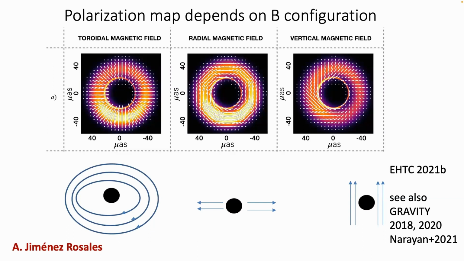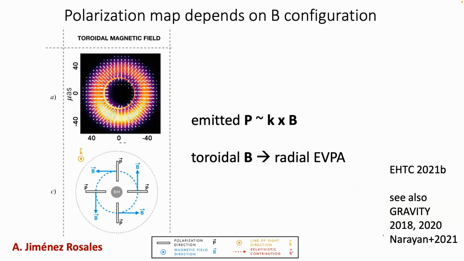So I just want you to focus on the toroidal case because that's the one that we'll test in a minute. So the idea here is just that the emitted polarization you see written as P is perpendicular to both the line of sight direction and the magnetic field for synchrotron radiation. And so if you wrap the magnetic field around, toroidal B will come out as radial electric vector position angle shown in the LaTeX. So you'd expect a radial pattern if you had a purely wrapping around magnetic field.